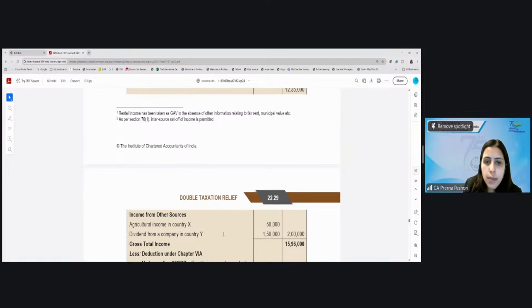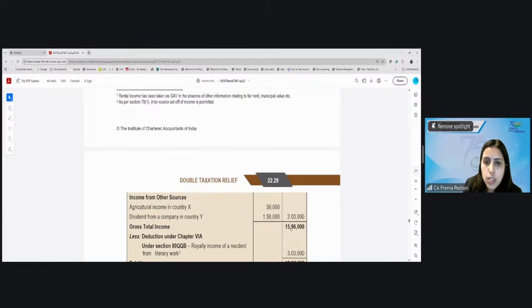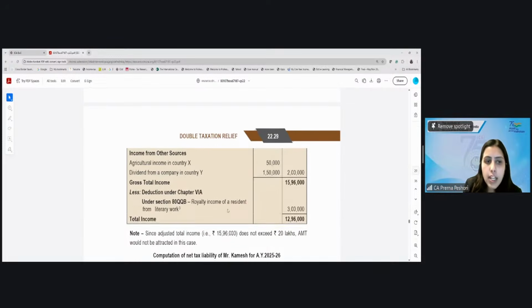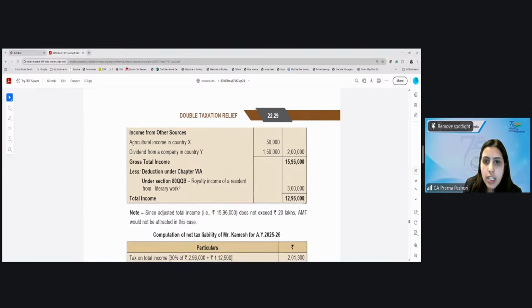And then agricultural income and dividend income is my other source. This will give me my gross total income minus 80QQB 3 lakh, assuming the amount has been realized in foreign currency within 6 months of the end of previous year. Here there is no AMT applicable because the total income does not exceed 20 lakh. If the income exceeds 20 lakh, you will have AMT applicable because you have claimed a deduction under 80QQB. Are we clear? So you have to write these points in the examination that the AMT is not applicable because they have not told you to ignore the provisions of AMT.